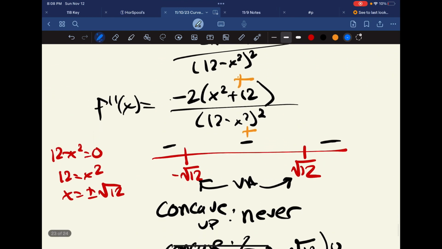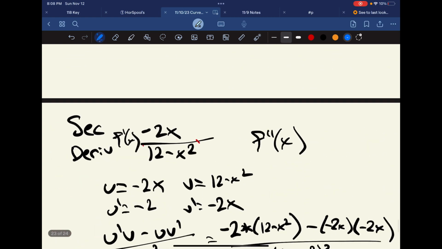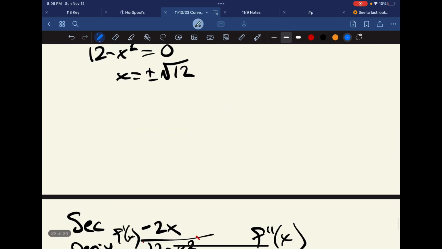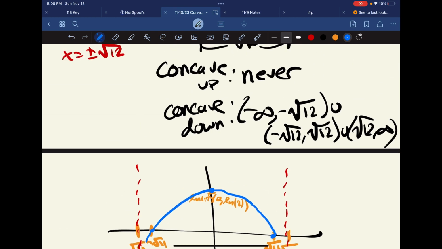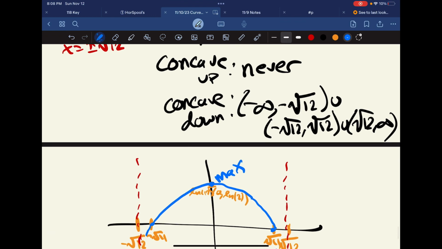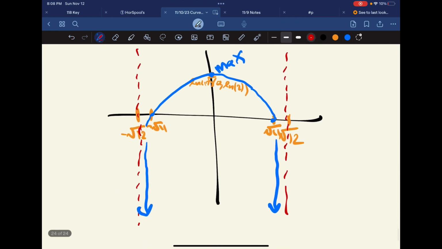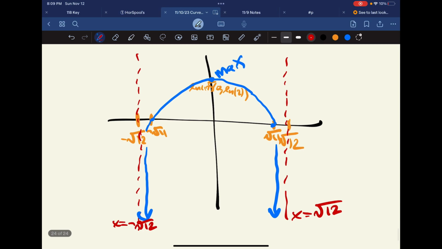So we have no inflection points. We have one max at x equals 0. And then other than that, let's label our vertical asymptotes. x equals square root 12 and x equals negative square root 12. Other than that, we are done. That's what our graph is going to look like.